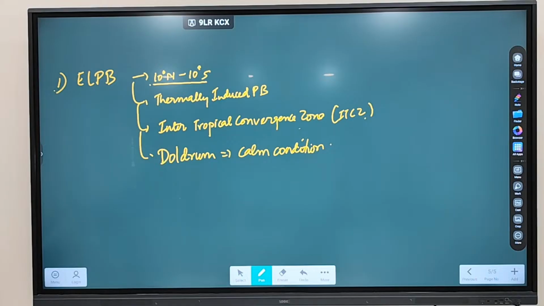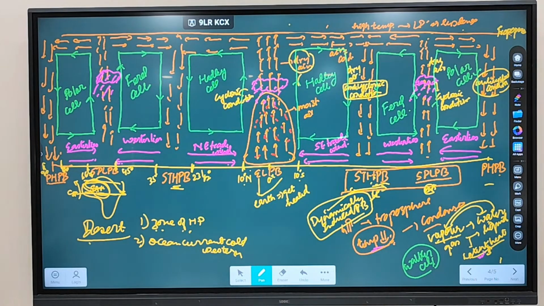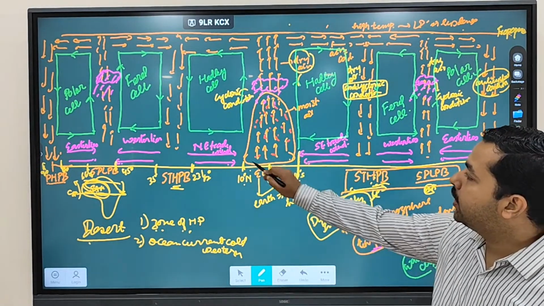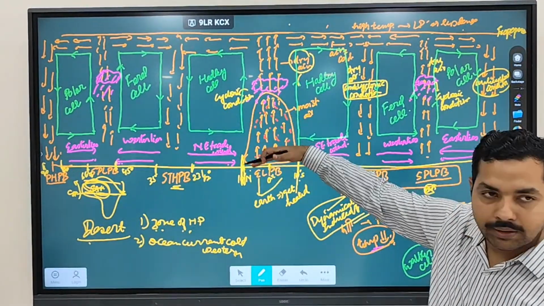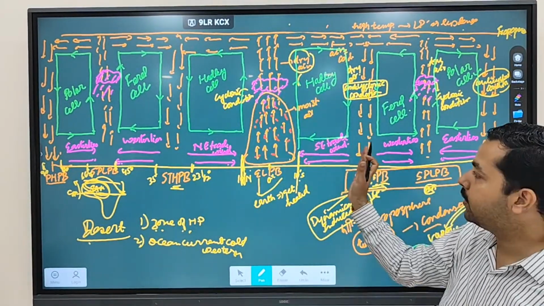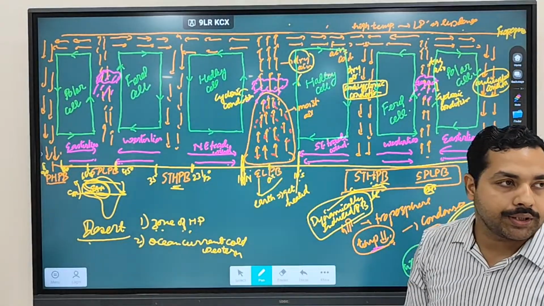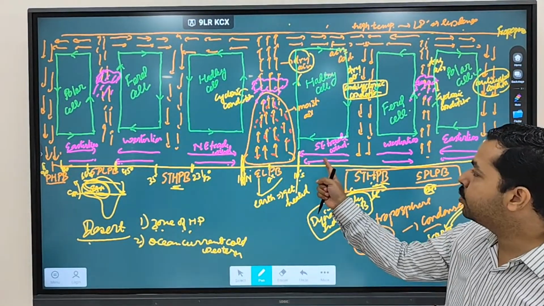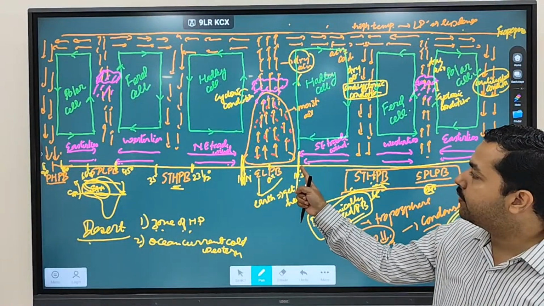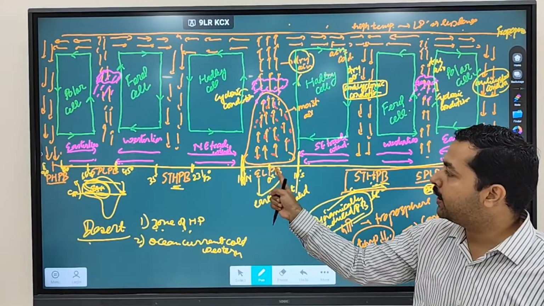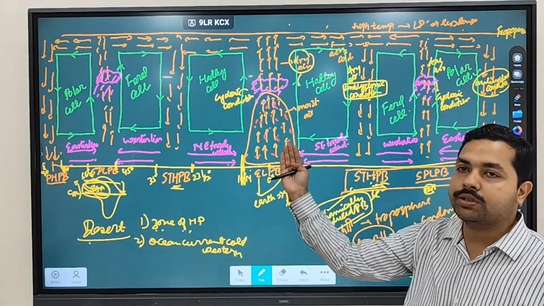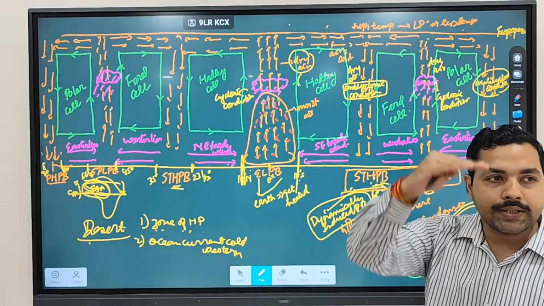If you see air movement, where is air blowing? Till this point air is blowing, but in this region air is not blowing. Here you see currents are rising, but you don't see wind movement in this region, 10 degree north to 10 degree south. The southeast trade wind is coming till this point, the northeast trade wind is coming till this point. But in this zone you only see rising air currents.